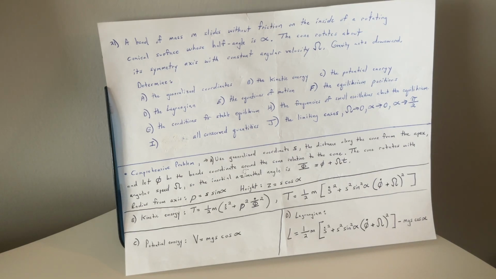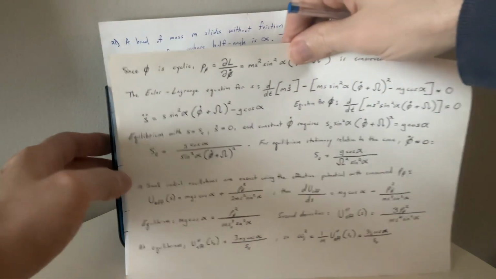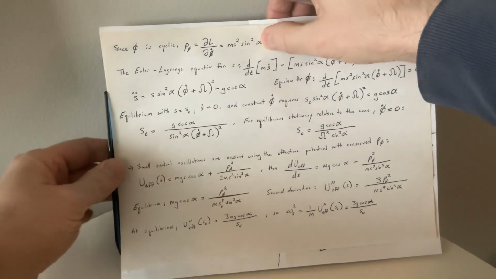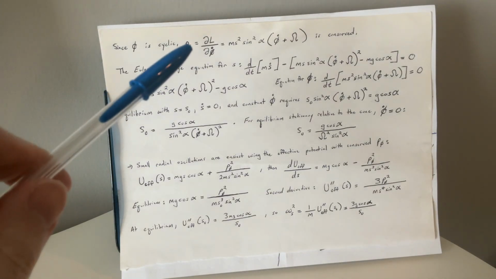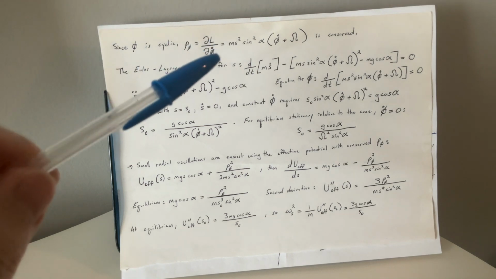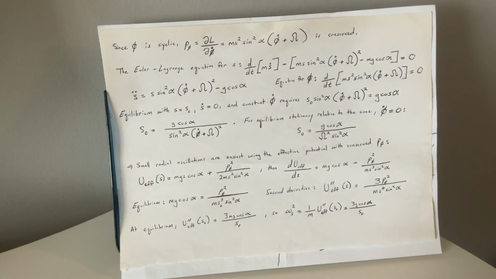Okay, now picking up with this. So since lowercase phi is cyclic, p sub phi equals the partial derivative of L with respect to lowercase phi dot, and that equals m s squared sine squared alpha times the quantity lowercase phi dot plus capital Omega, that is conserved.